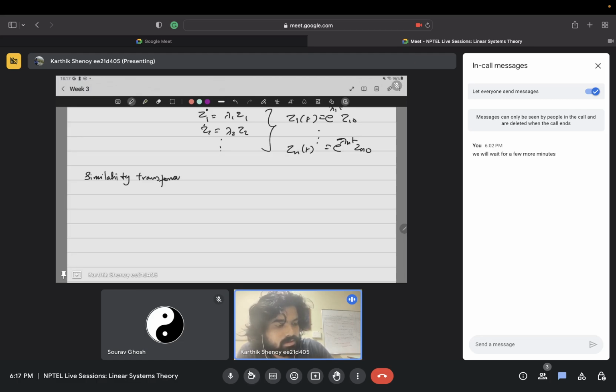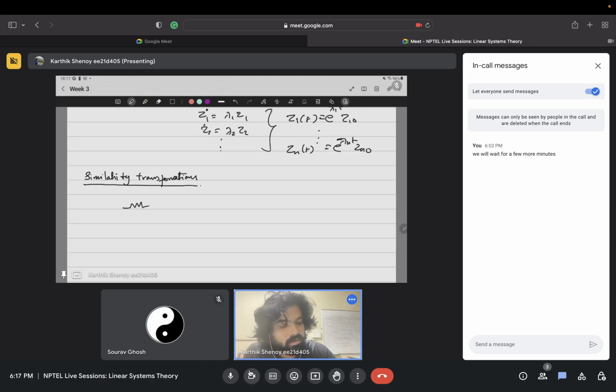Similarity transformations. Okay. So what is a similarity transformation? We know that depending on the states you choose in state space, you can choose a position.